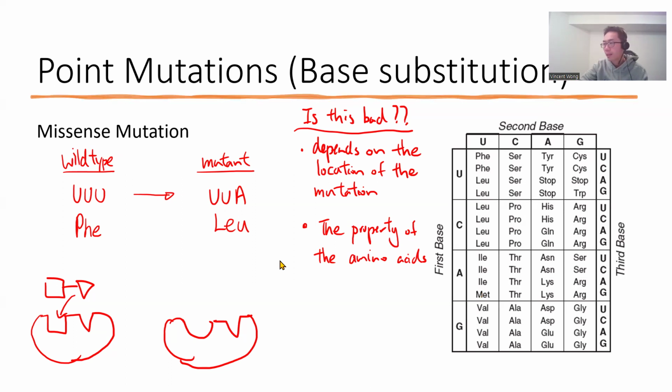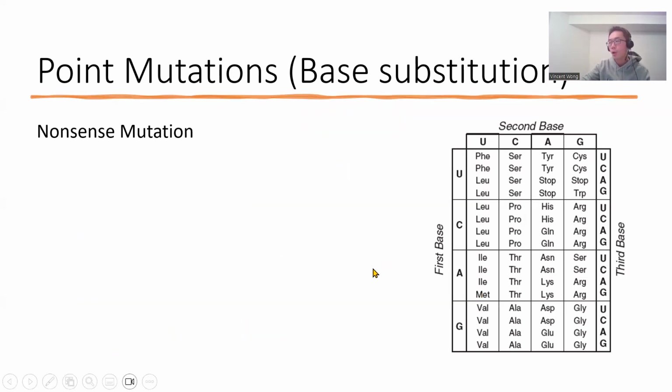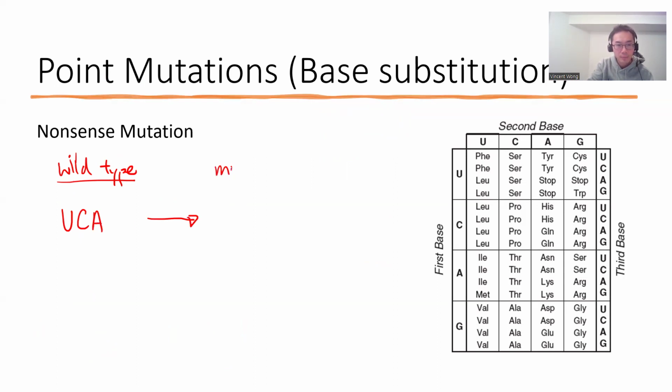All right. Last one here is called a nonsense mutation. So that's like this. Wild type is, let's say, UCA. And then the mutation, the mutant.